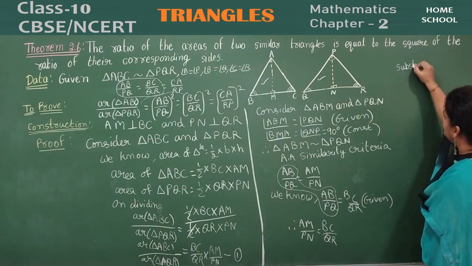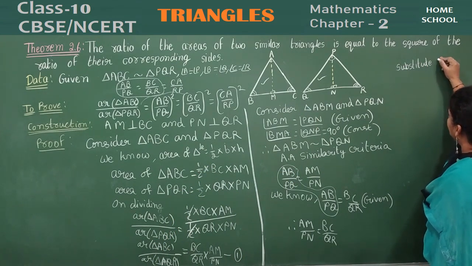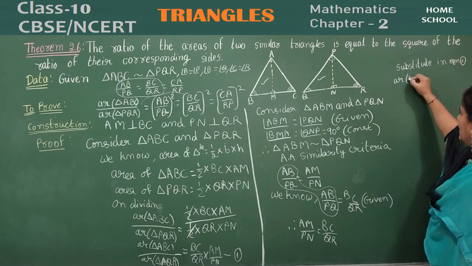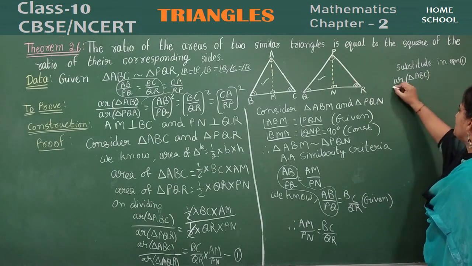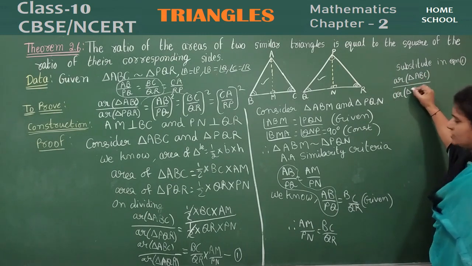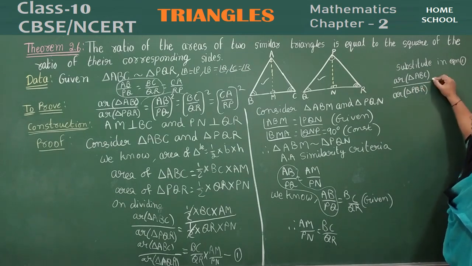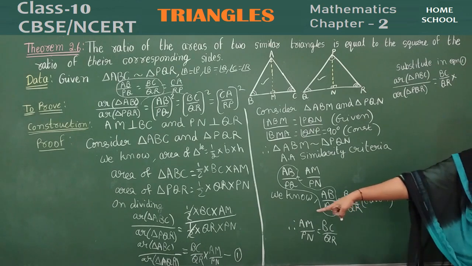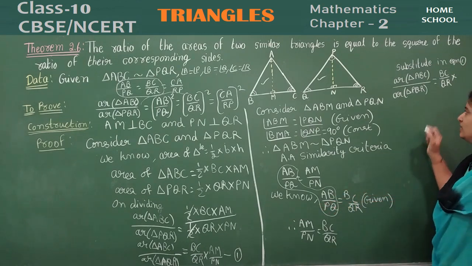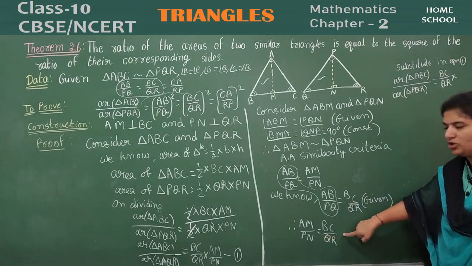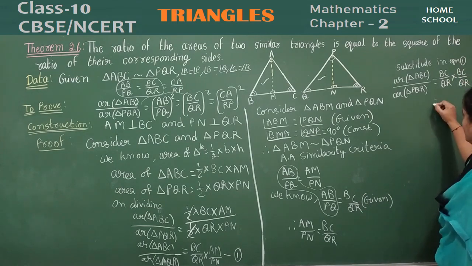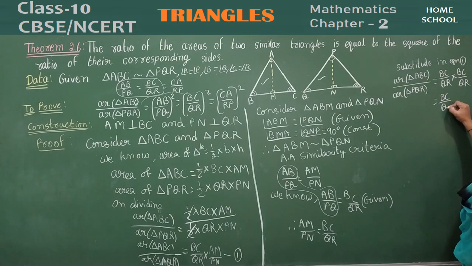Substitute the above ratio in equation 1. That will be area of triangle ABC by area of triangle PQR is equal to, what do you have? BC by QR into AM by PN. So in the place of AM by PN, I'm going to substitute BC by QR. Therefore, that will be BC by QR into BC by QR.